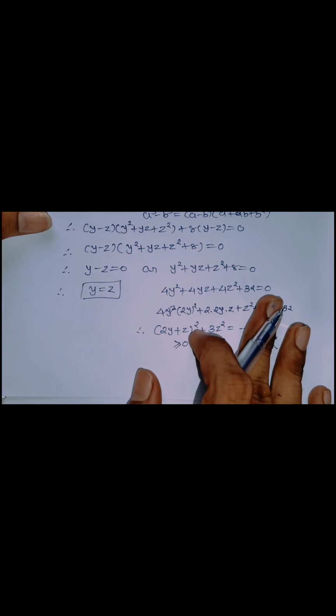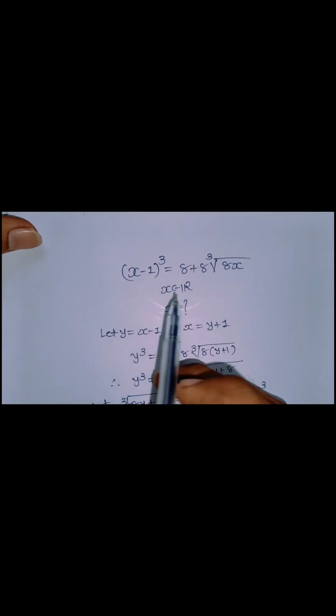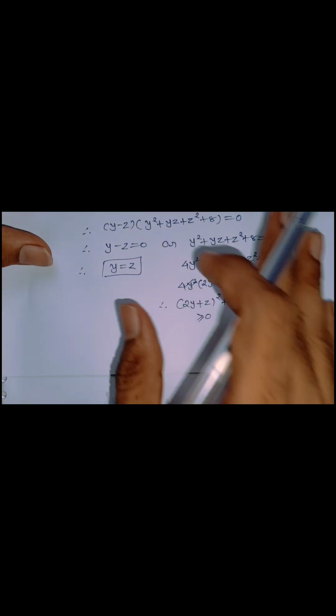Therefore, this part is directly cancelled out. Why? Because this part is positive, greater than or equal to 0, but this part is less than 0. Not possible for any real numbers y and z. This part is cancelled out. Why? Because the required solution x belongs to the real number set. That's why this part is cancelled out.